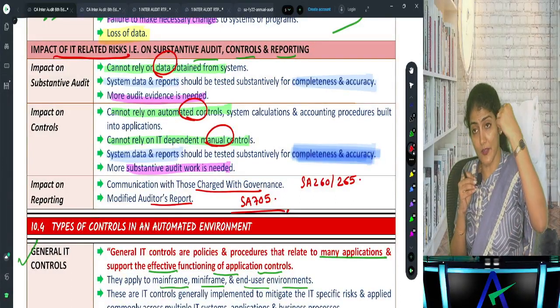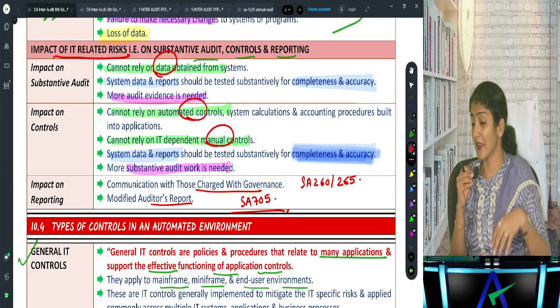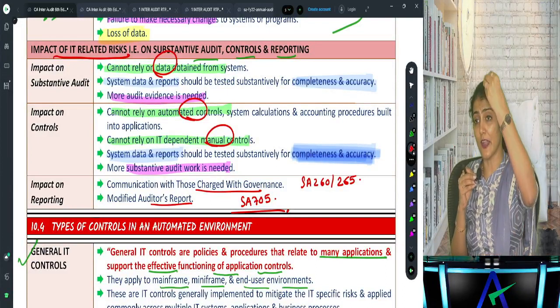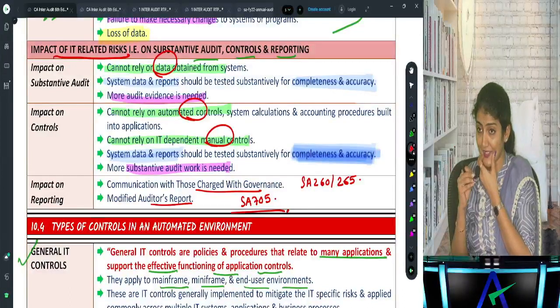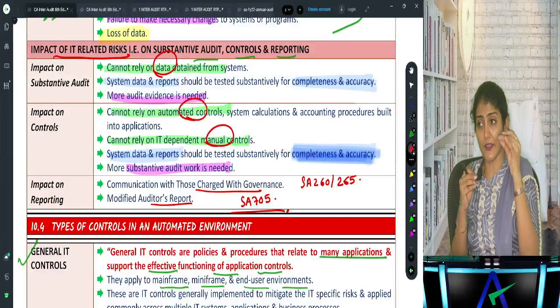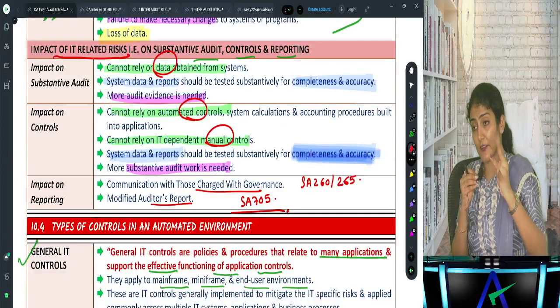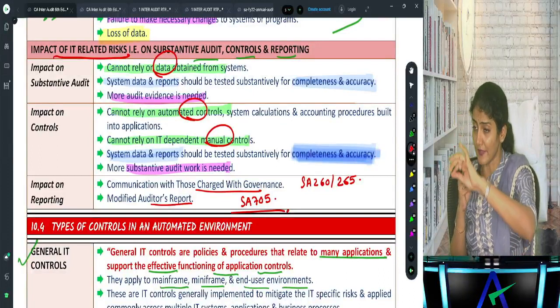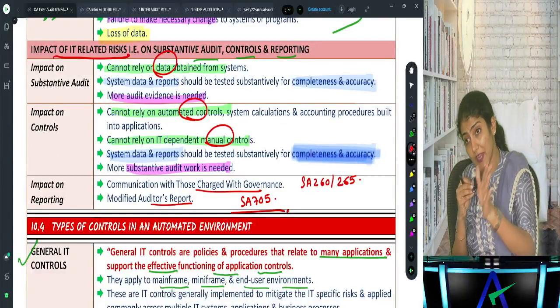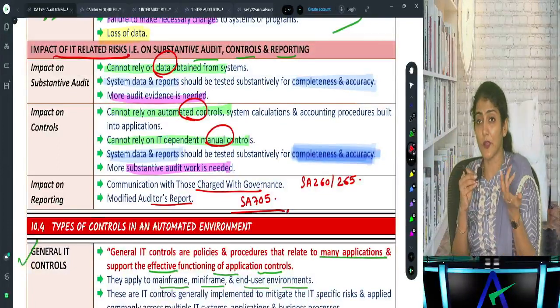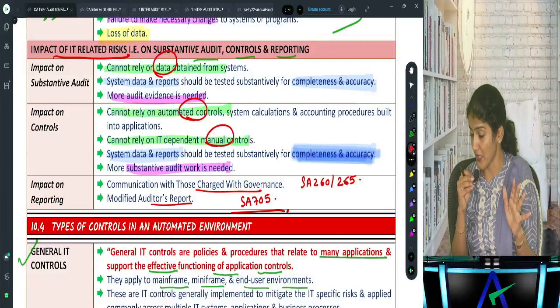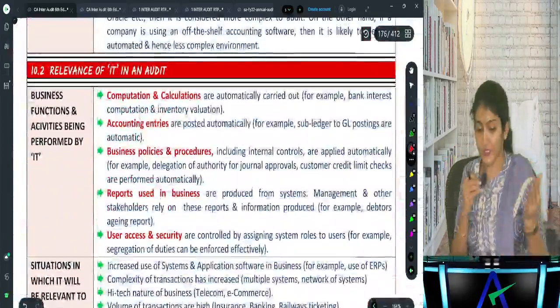In the first two, what is the biggest concern or problem for the auditor? Cannot rely on the data, cannot rely on the control. So first he says, I need to check the data and reports for completeness and accuracy. Then for substantive, he says more audit evidence is needed. In controls, we say more substantive audit work is needed. And then you report to TCWG and you can also modify the audit report. Right? So that's the impact of the IT related risk. Do you understand that? Okay, right.